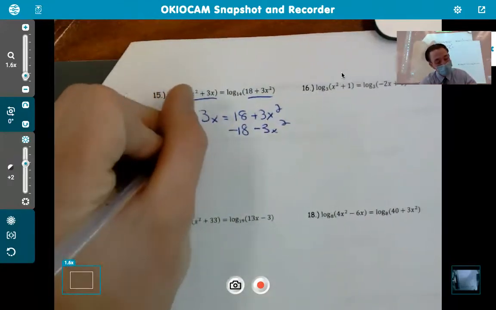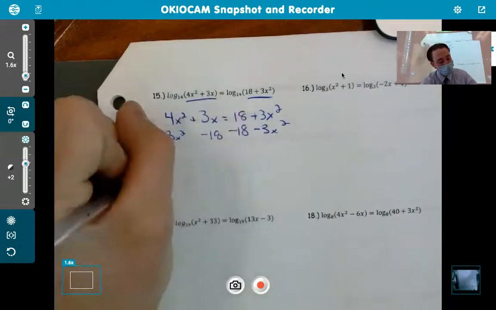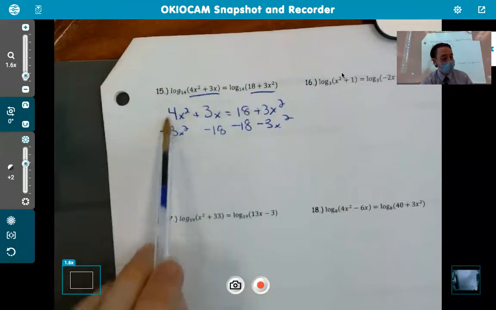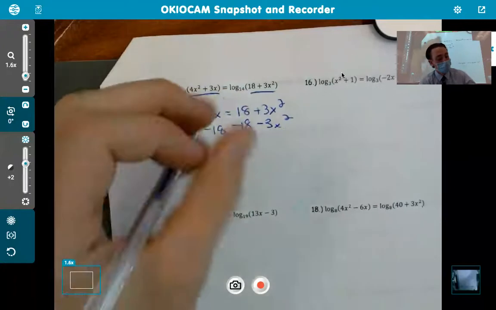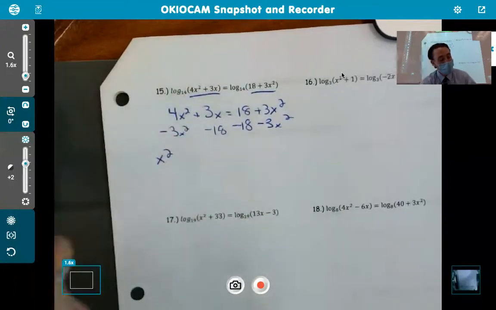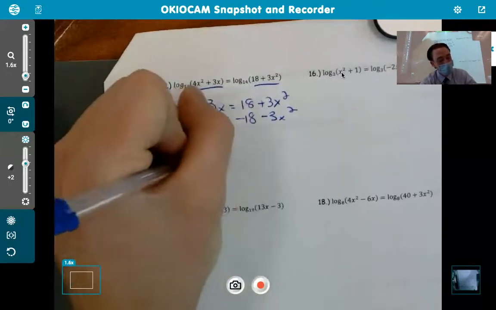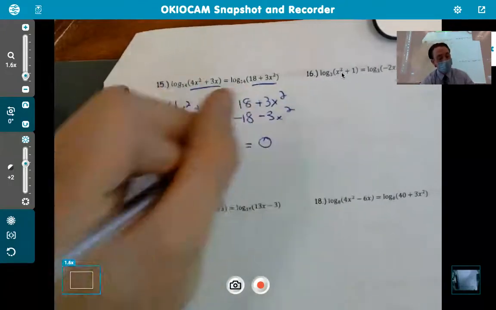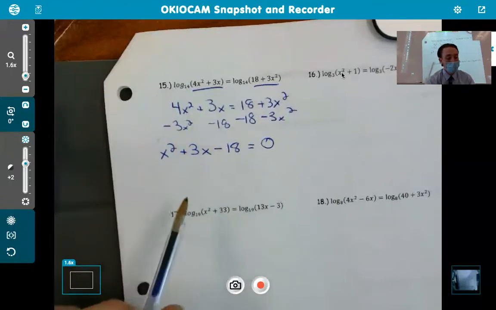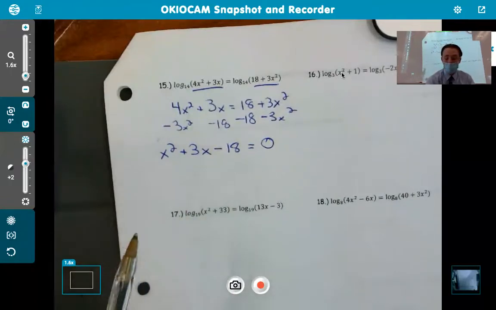So subtract 3x squared, subtract 18. I'm going to combine the 4x squared minus 3x squared. So that's going to give me x squared. The 3x I can't combine anything with, so that's going to come down and be the same. And then the 18 will be brought down as well, since I can't combine that with anything.